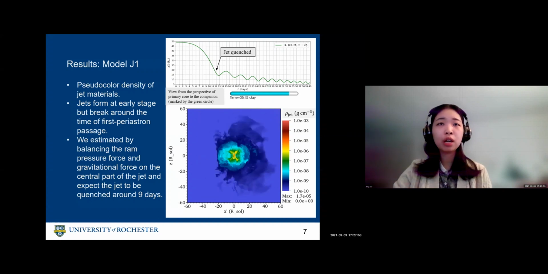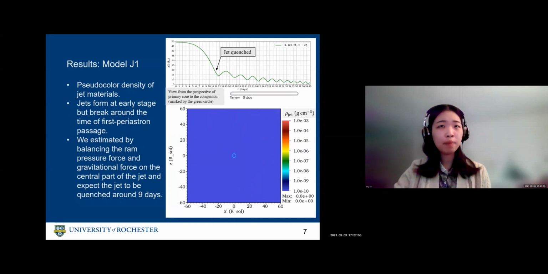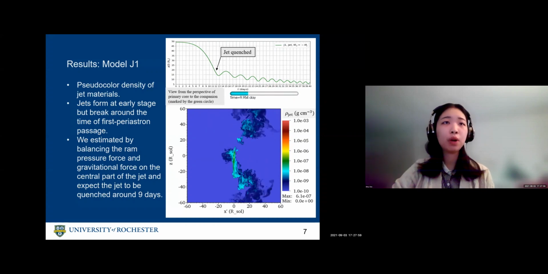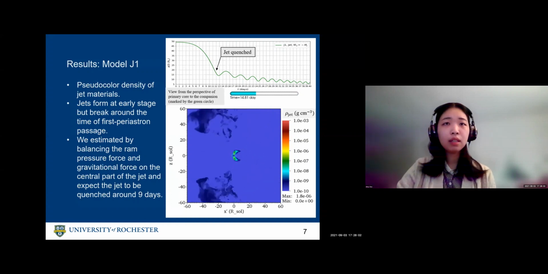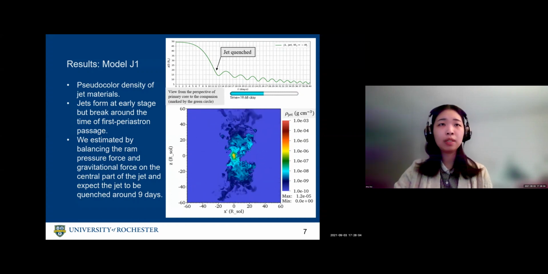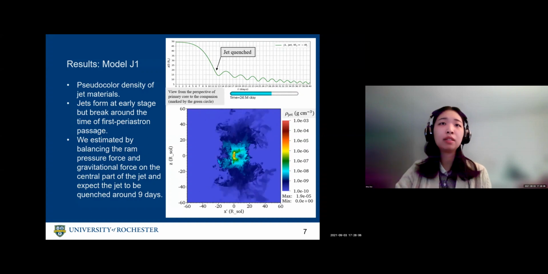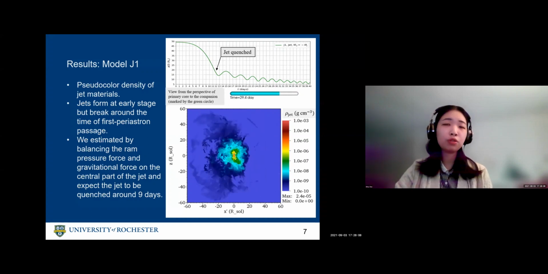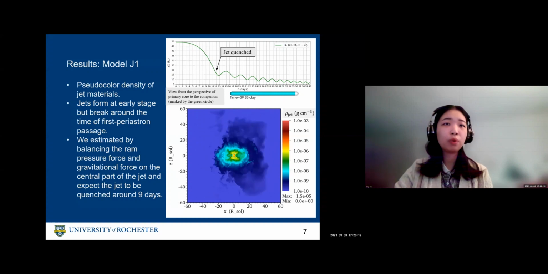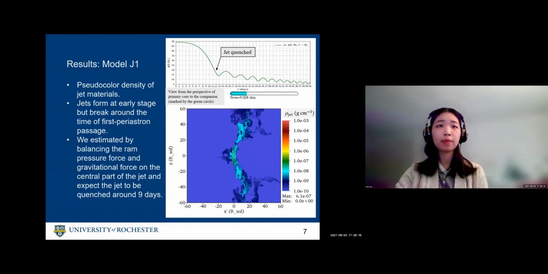At later times, the jet could not make it out of the envelope, and you see just this ellipsoid around the secondary. We also did an estimation by balancing the ram pressure and the gravitational force, and our calculation says that the jet should be quenched around 9 days, which agrees roughly with the simulation.